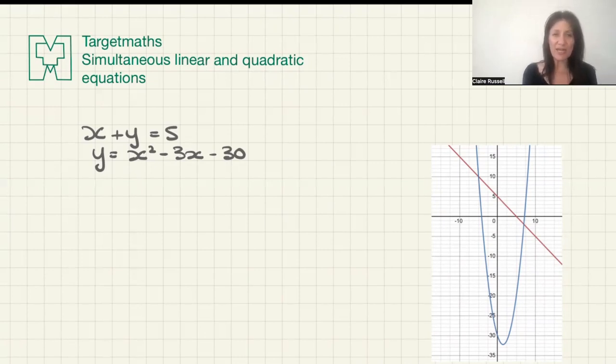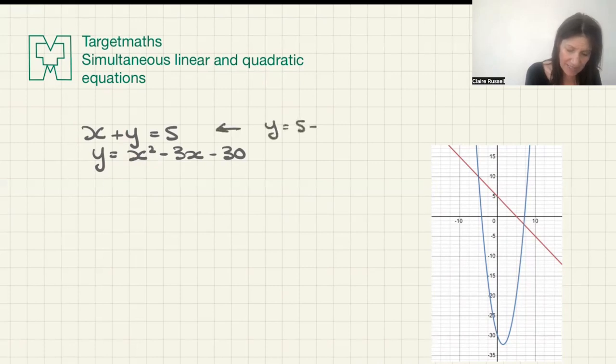The first thing I want to do is eliminate one of the variables, just like I do in normal simultaneous equations, but I have to do this in a slightly different way. So I'm going to rearrange in order for both of my equations to show y equals or x equals, depending on the types of questions that I've got. But for this one, because this one's already set up saying y equals this, then it makes sense for this one to do the same. So all I'm going to do is rearrange this, and it's going to be y equals 5 minus x.